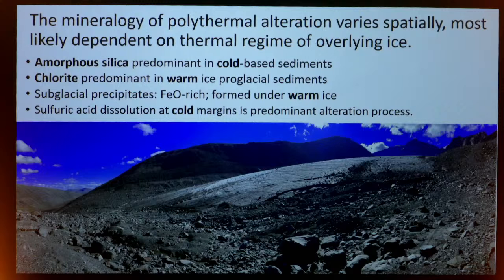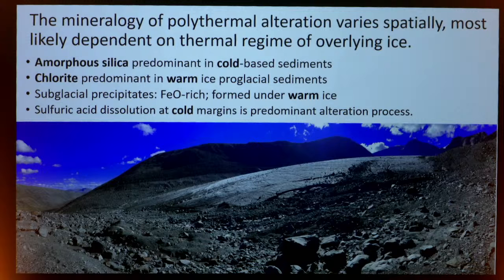Right, so our major takeaways here, I moved through that a lot faster than I thought, is that the mineralogy of polythermal alteration varies spatially within a glacial system. It's most likely dependent on the thermal regime of that overlying ice. Our major take-homes are that we're seeing most amorphous silica is most predominant in the cold-based sediments, whereas more clays are found in the warm-based ice proglacial sediments.